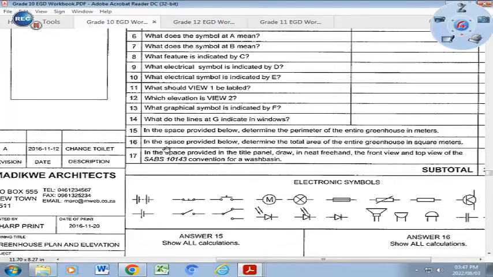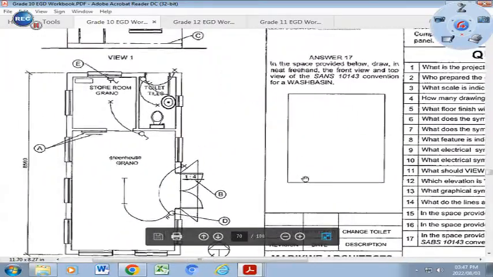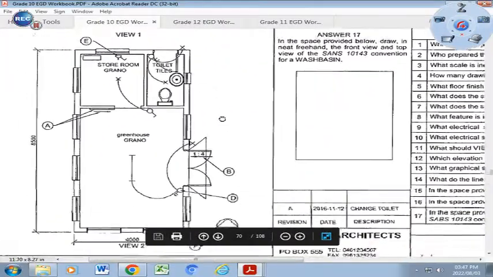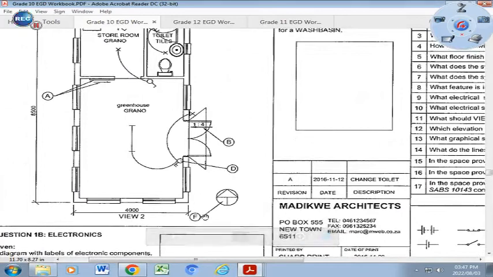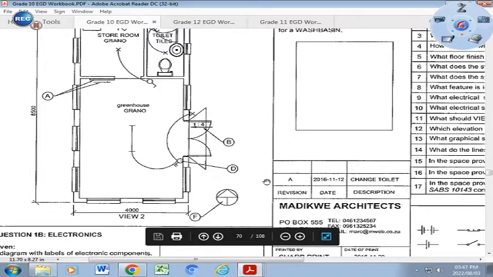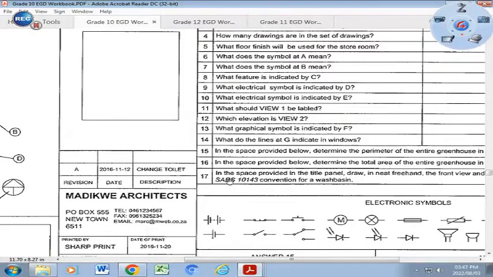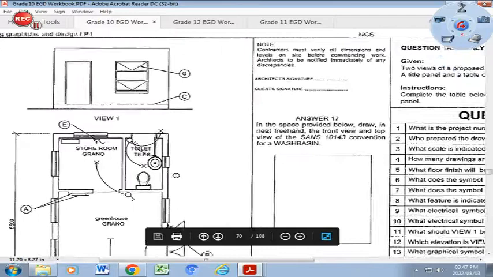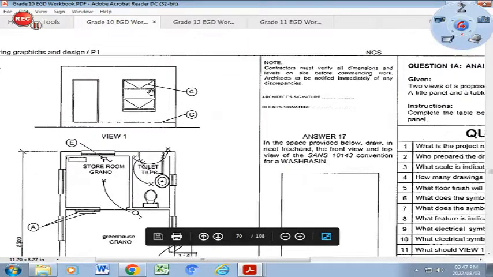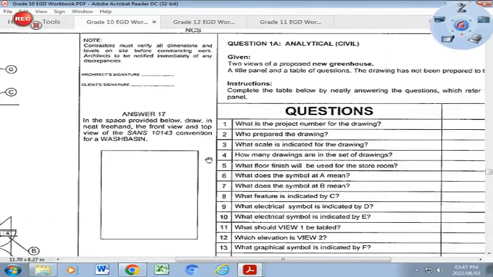13. What graphical symbol is indicated by F? So we look at the graphical symbol at F, which is this here. That is your north direction symbol, north point or north direction symbol. Number 14, what do the lines at G indicate in the window? So if you look at the lines here, that refers to the window opening.